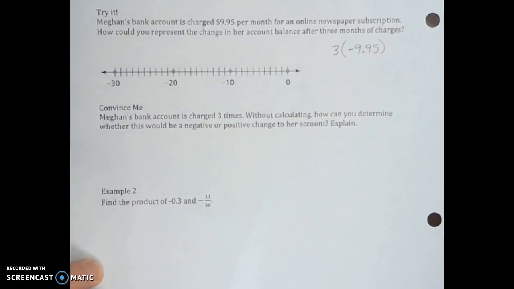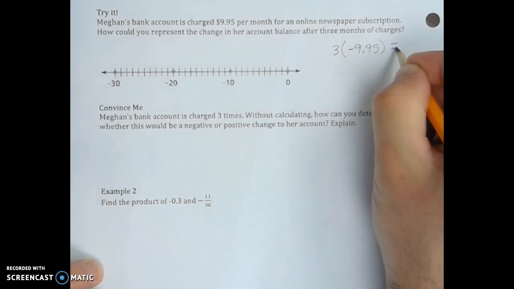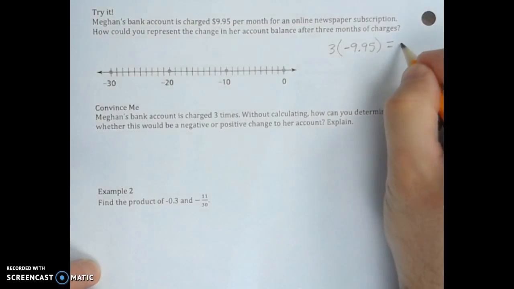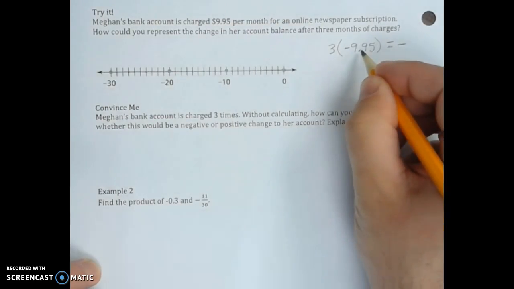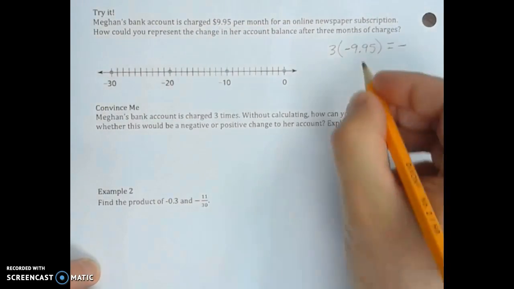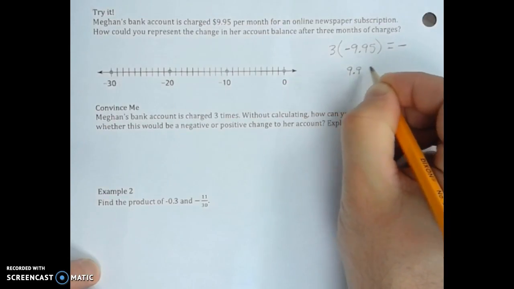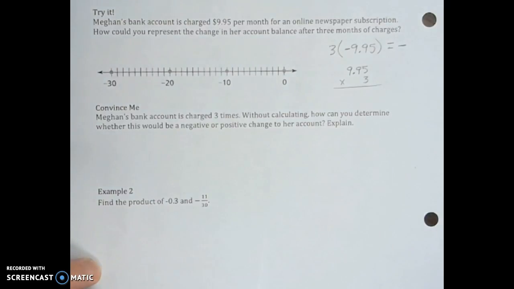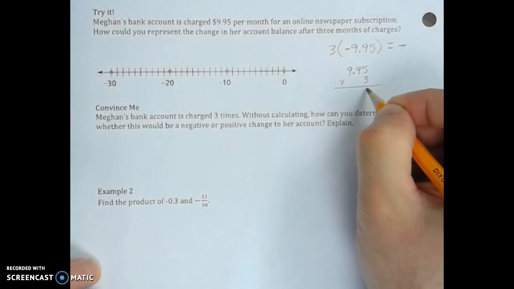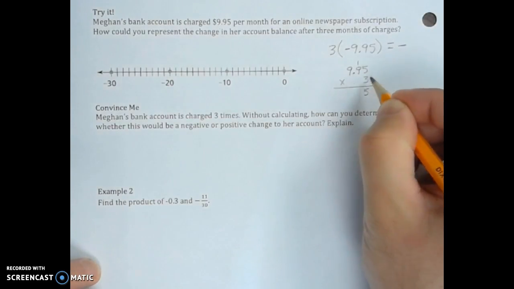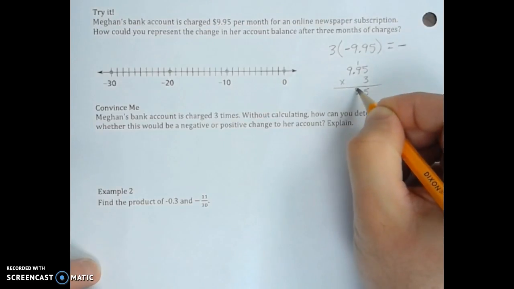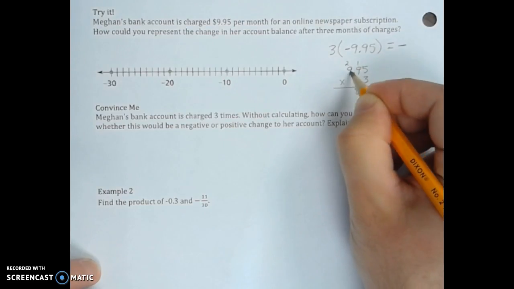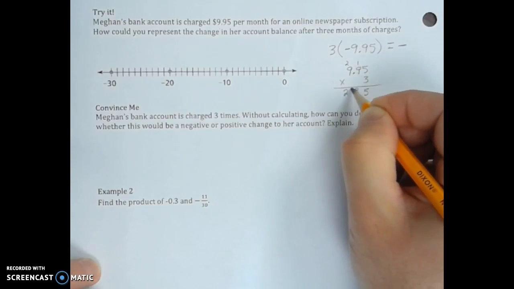$9.95. Okay, so again, looking at this, before I do anything, I already know that my answer has to be a negative number because a positive times a negative is negative. And now I'm just going to set up the multiplication so I can figure out how much that's going to be. Remember, you don't have to line up decimal places when you multiply. 5 times 3 is 15, carry a 1. 9 times 3 is 27, add 1 is 28, carry your 2. 9 times 3 is 27, add 2 is going to be 29.